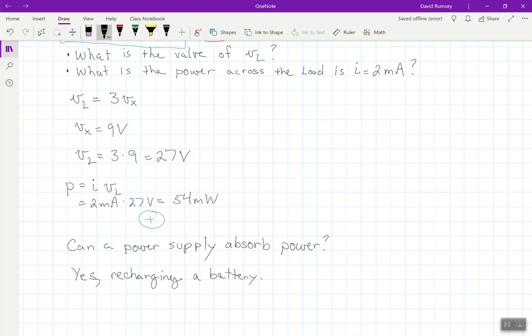So we have to be careful when we say power supply to think that a power supply can only deliver power. It can also absorb power. And the easiest way to do it is not worry about it, is just follow the sign conventions we've developed. If you do your computations correctly and you have a positive power, that means you're absorbing power. And if you do your computations correctly and you get a negative power, that means you are delivering power.